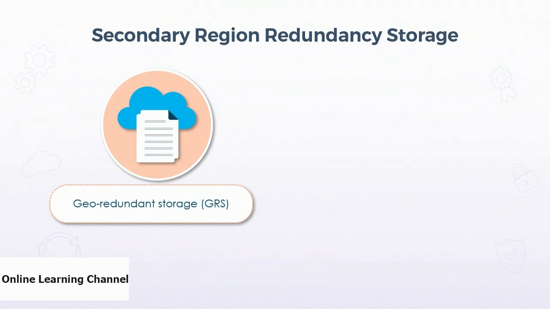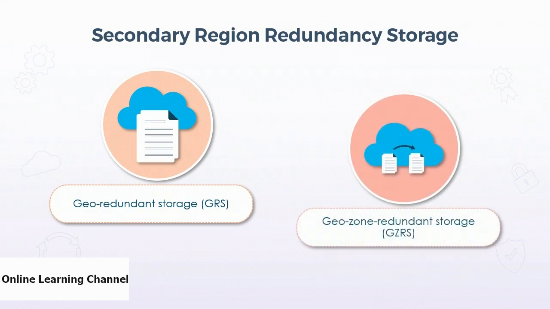Geo-Redundant Storage, or GRS, copies data synchronously 3 times within a single physical location in the primary region using locally redundant storage, and then asynchronously copies the data to a single physical location in the secondary region. You can also take advantage of Geo-Zone redundant storage, which copies data synchronously across 3 availability zones in the primary region using zone redundant storage, and then asynchronously copies the data to a single physical location in the secondary region.